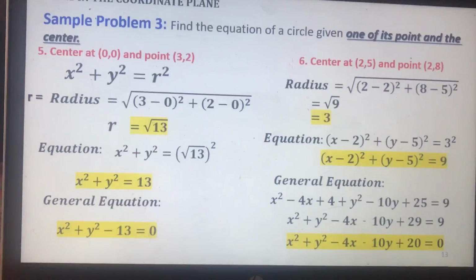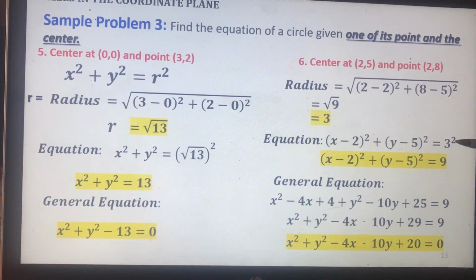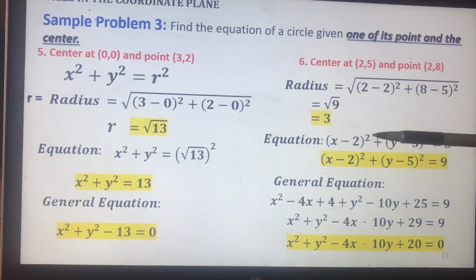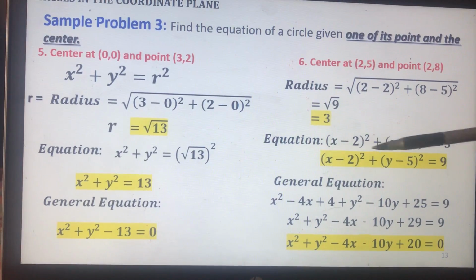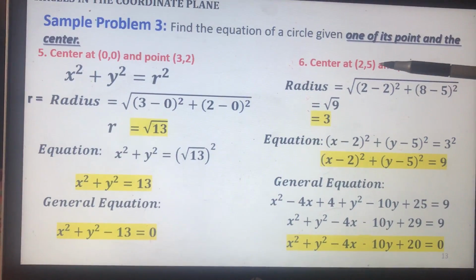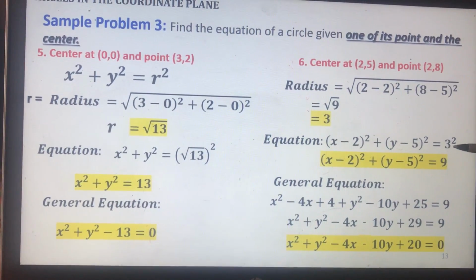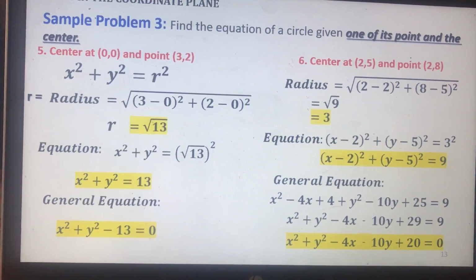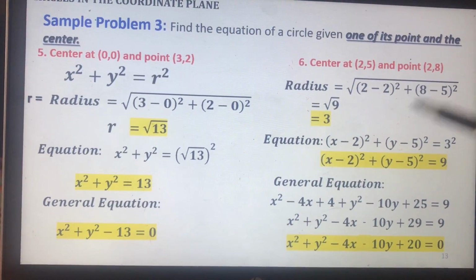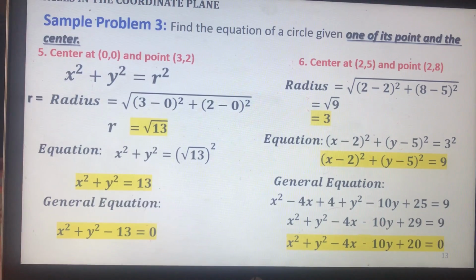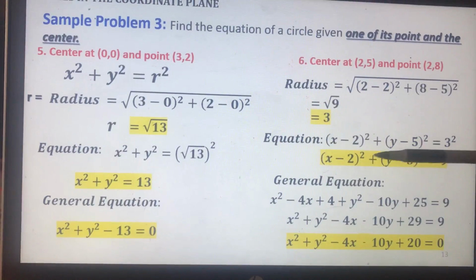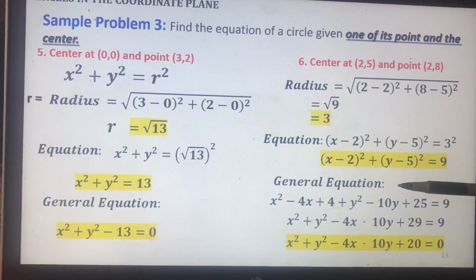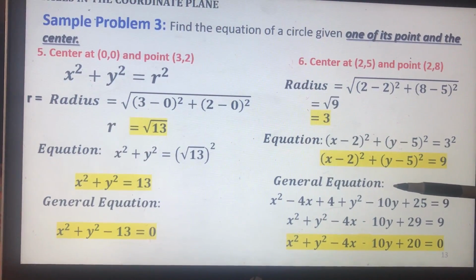Okay? So here our equation is going to be x minus 2 squared. This is going to be a, and this is going to be b. (x minus a) squared plus (y minus b) squared, which is 5, equals the radius that we just got, 3 squared. So then we get (x minus 2) squared plus (y minus 5) squared is equal to 9. So again, we find ourselves with what? With the difference of 2 squares.